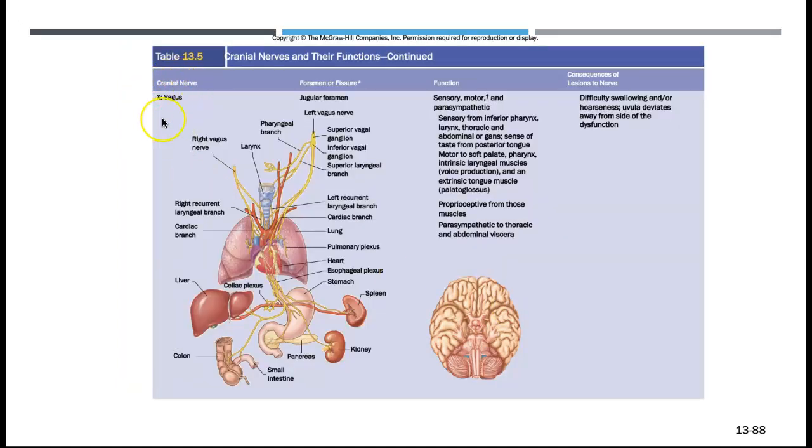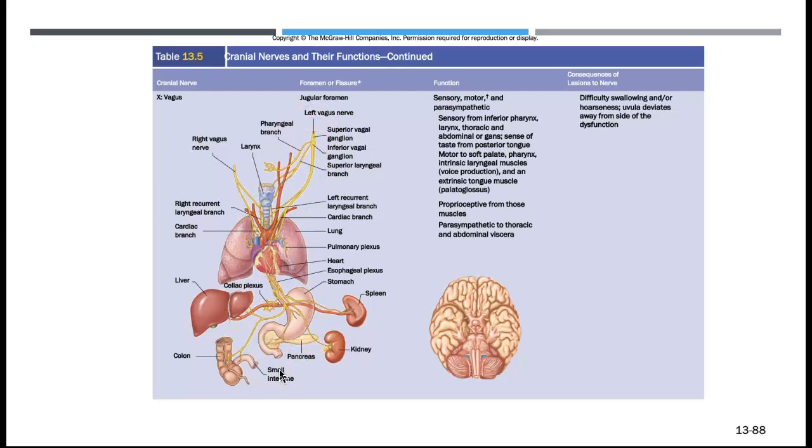Cranial nerve number 10 is our vagus nerve, and this was called vagus because of the word vagabond, meaning wanderer. This is our longest cranial nerve, so it's kind of wandering all around the body, all the way down to the abdomen.